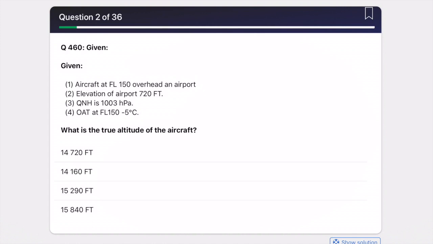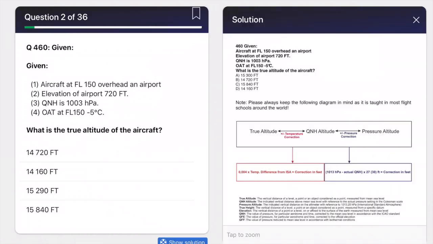The question is, what is the true altitude of the aircraft? Again, we can see 4 results, and again, of course, only one result is correct. We provide you again, of course, with a solution. Let's tap on it. Window opens again on the right hand side.